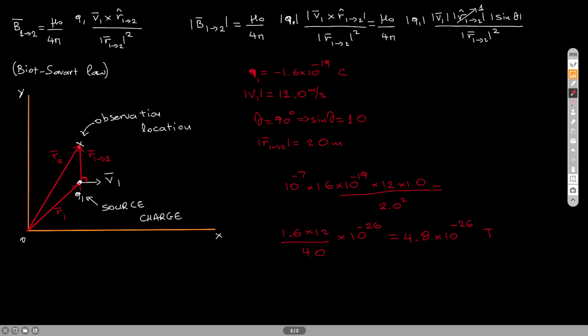Tesla. This is the magnitude of the magnetic field at the observation location. This is a much more simple calculation. Finding the magnitude of the magnetic field is much more simple than finding the vector.